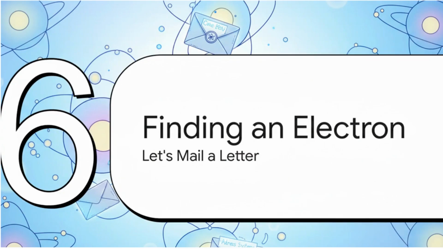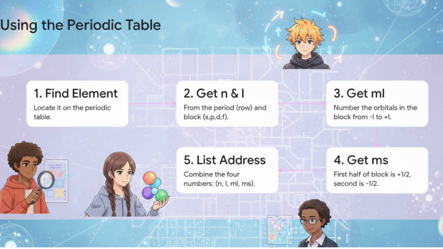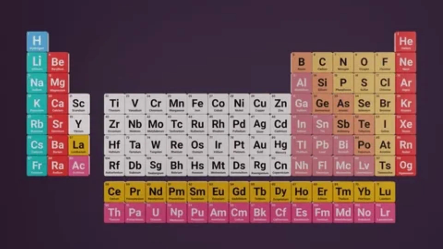Okay, theory time is over. We've learned all the rules of this crazy address system. Now, let's actually put it to work. Let's find the complete address for an electron in a real-life element. The key to this whole thing? It's the periodic table. You know that giant chart on the wall of every chemistry classroom? It's not just a list of elements. It is a map of electron addresses.